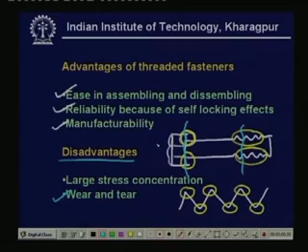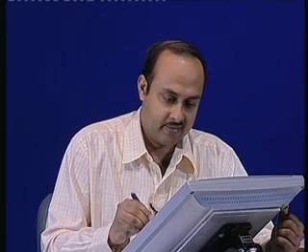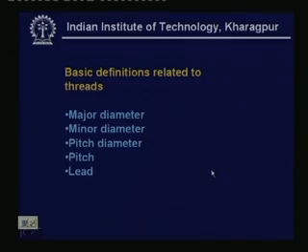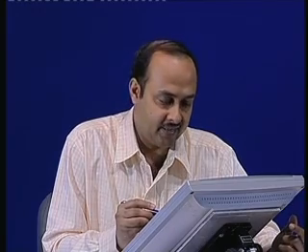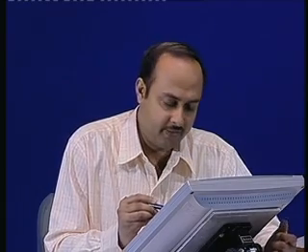Now, we know what the advantages and disadvantages of a threaded fastener are. Next, we have to study the design of threaded fasteners, but what is most important in a threaded fastener is the thread. So, we have to now study the different geometric properties of a thread profile.